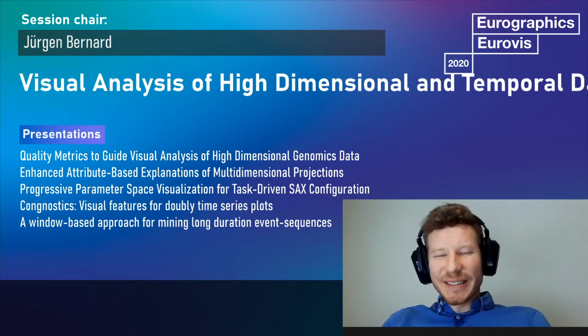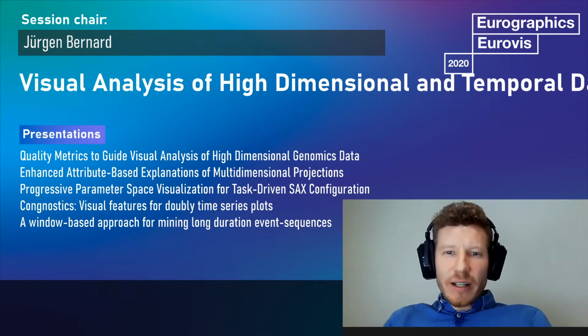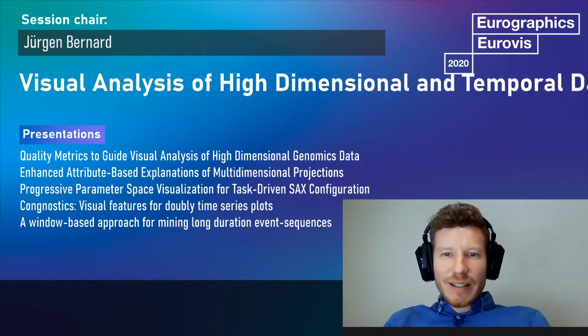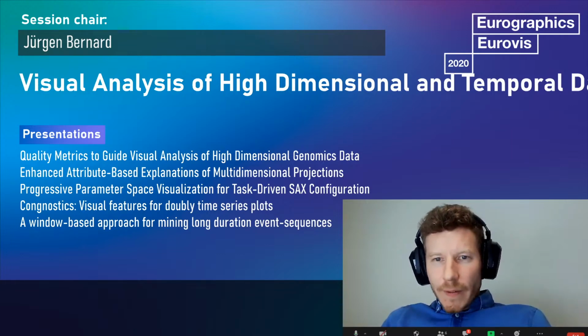Okay, wonderful, thank you. In this session, we have 5 wonderful papers that we'll present all across the lines of high-dimensional data and time-oriented data: about quality measures, explainers for dimensionality reductions, progressive analytics, time series analysis, scagnostics variants for time series, and some event sequences related material. So a lot of interesting VA stuff.